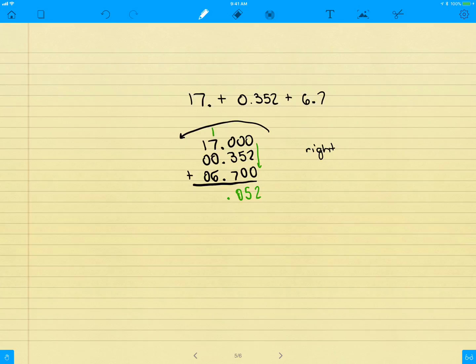1 plus 7 is 8. Plus 0 is still 8. Plus 6. 8 plus 6 is 14. Carry a 1. And then we're adding straight down. 1 plus 1 is 2. Plus 0 is 2. Plus 0 is 2. So that's 24. And so this is the answer. Again, I know it's terrible penmanship, but it's 24.052. That's the answer.